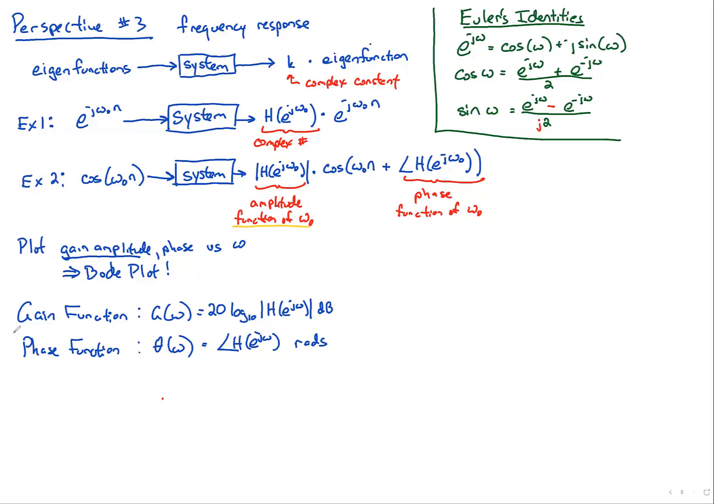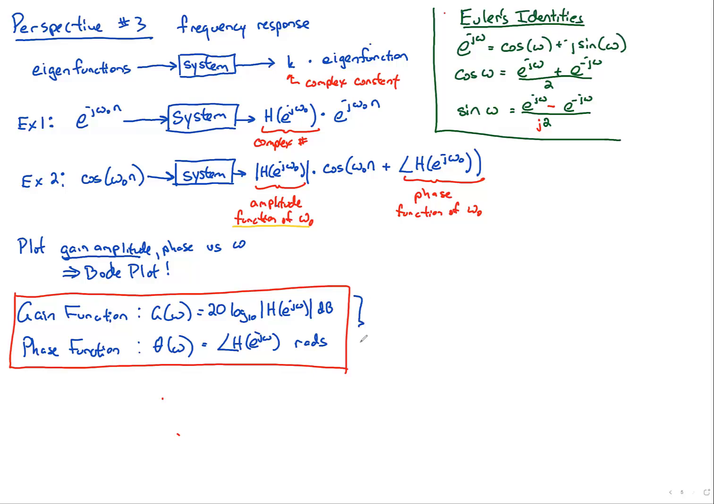So these two things completely specify what h of e to the j omega is. These specify the two parts of h of e to the j omega. We know h of e to the j omega is complex. So if we take the magnitude, that's the gain. If we take the angle, that's the phase. And so yet another way of thinking about what this system transfer function is, it's just a way of measuring its response to different cosine frequencies.